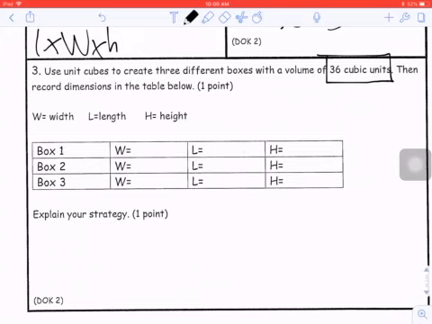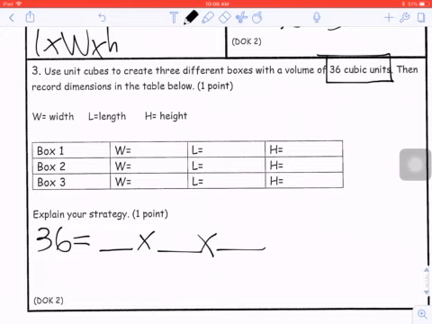You could also think about factor pairs. So if I'm breaking down 36 into factor pairs, so thinking back to 4th grade, because we haven't really done factors in 5th grade. But if you're breaking down 36, you want to think 36 equals blank times blank times blank. Okay, so we need to find 3 different ways.